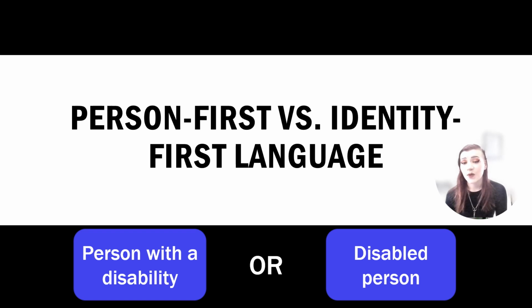Sometimes identity first language is preferred by disability rights activists, really centering that disabled identity. But a lot of people see person with a disability or person first language as more respectful. So again, there's a lot of gray area here. It can really, really depend. It's important that you ask if you're going to be referring to somebody in either of these ways, that you just know what they prefer.